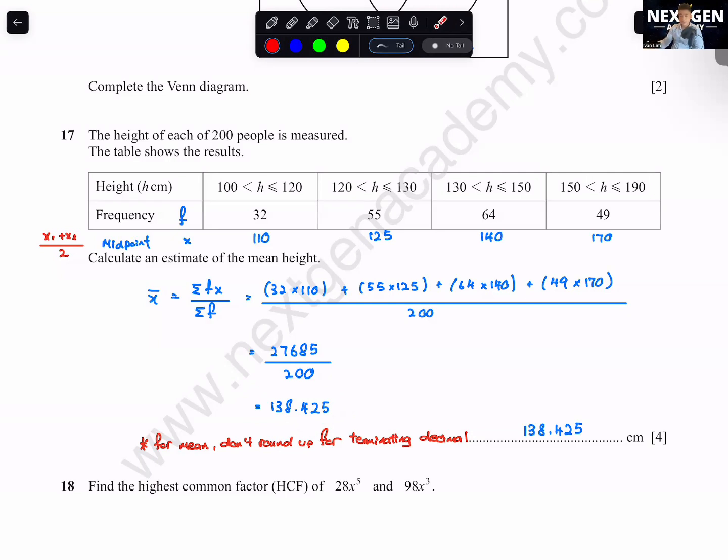Sometimes you get a recurring answer, then this doesn't apply. If 3.33 recurring, then you write it rounded, and you follow the instruction. The statement here only applies for terminating decimal. If your answer is an irrational number, then you go and round it up to 3 significant figures. Only for this one here.